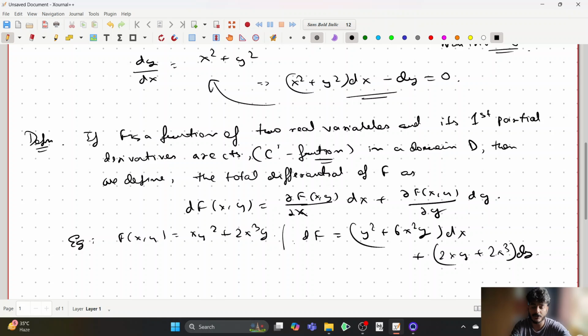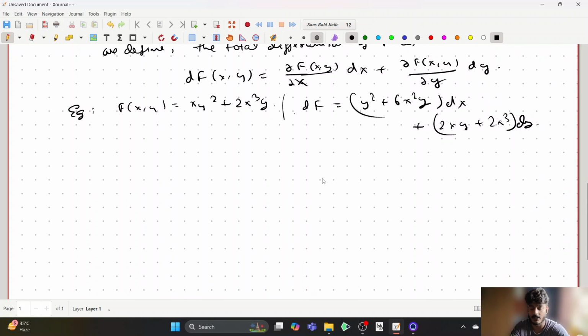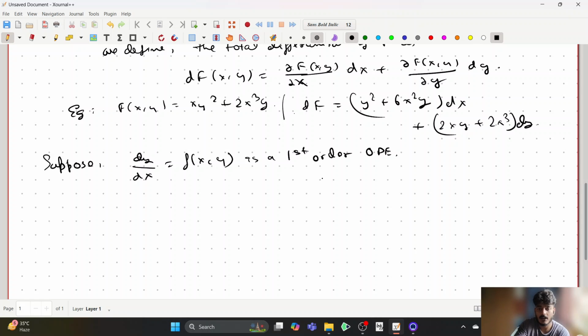Now, suppose you are given a first order differential equation. Let's just leave the notion of linearity for now. Let's just talk about a first order differential equation. Suppose dy by dx is equal to a function of x,y, a first order ODE, first order ordinary differential equation. So we can write that equivalently in the form M dx plus N dy is equal to 0. This is one way of writing it down. Clear?